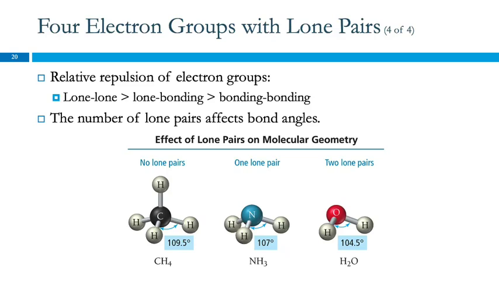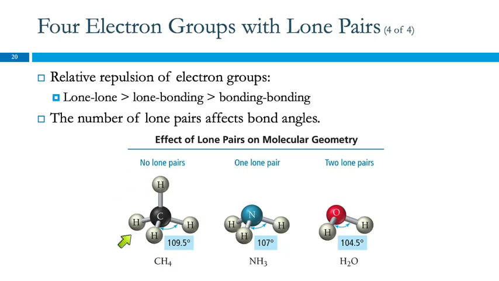So for relative repulsion of electron groups, lone pair to lone pair is the biggest conflict, the most repulsion. A lone pair and a bonding pair is medium, and a bonding pair with another bonding pair is the minimum repulsion between groups. So the number of the lone pairs affects the bond angles. And we need to be aware of this, but again, I don't need you to memorize this.